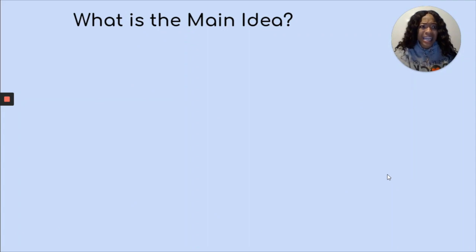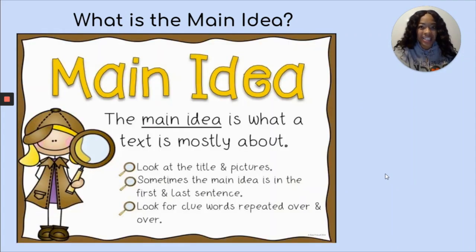What is the main idea anyway? Well, let's take a look at this poster, my friends. The main idea is what a text is mostly about. Repeat that after me. The main idea is what a text is mostly about. So when we are identifying the main idea in a text or in a picture, we look at the title, and then we also can look at the pictures that are in the book. Sometimes the main idea is in the first and last sentence, and then we also look for clue words that repeat themselves over and over and over again.